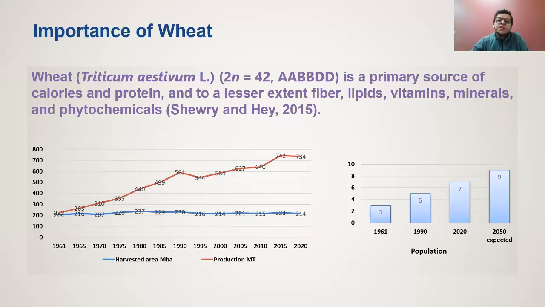It also increased from 3 billion to 7 billion, and it's going to be 9 billion in 2050, and there will be a gap between the production and demand, so we should find a way, as plant breeding is one of the best ways to meet this demand.